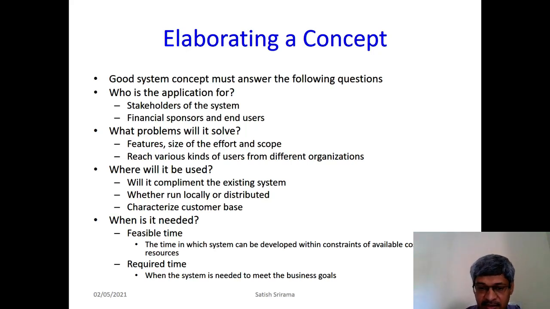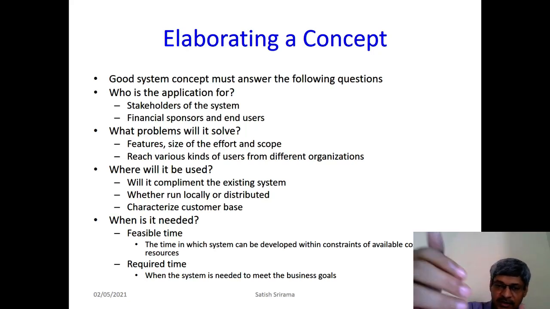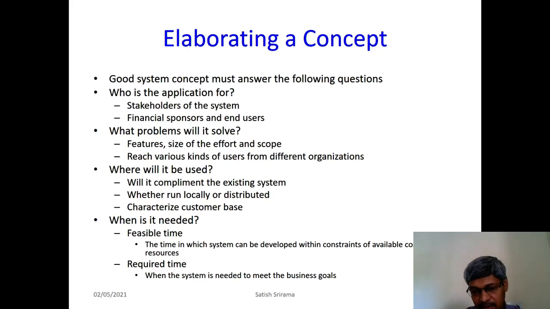And the required time is what the business actually needs. For example, if we want to commercialize it for the Olympics, the system should be ready at least 3 or 4 months before, so that they can advertise and market it, and use it during the Olympics. So the required time will also be a goal, and your feasible time should be before the required time. All these things the system conception stage should properly assess.